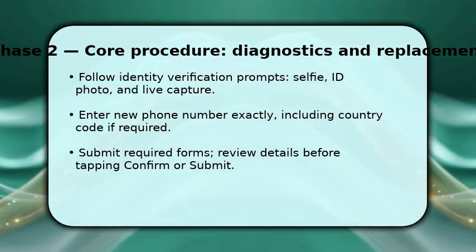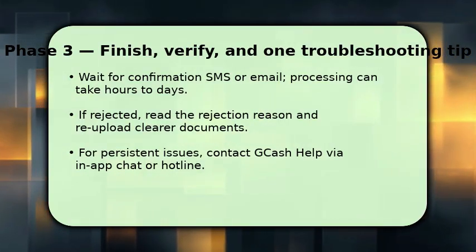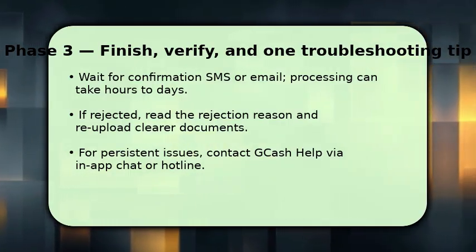Once submitted, you wait for GCash confirmation via SMS or email. Processing times vary, so be patient. If approved, you'll receive a final confirmation and the new number becomes active.